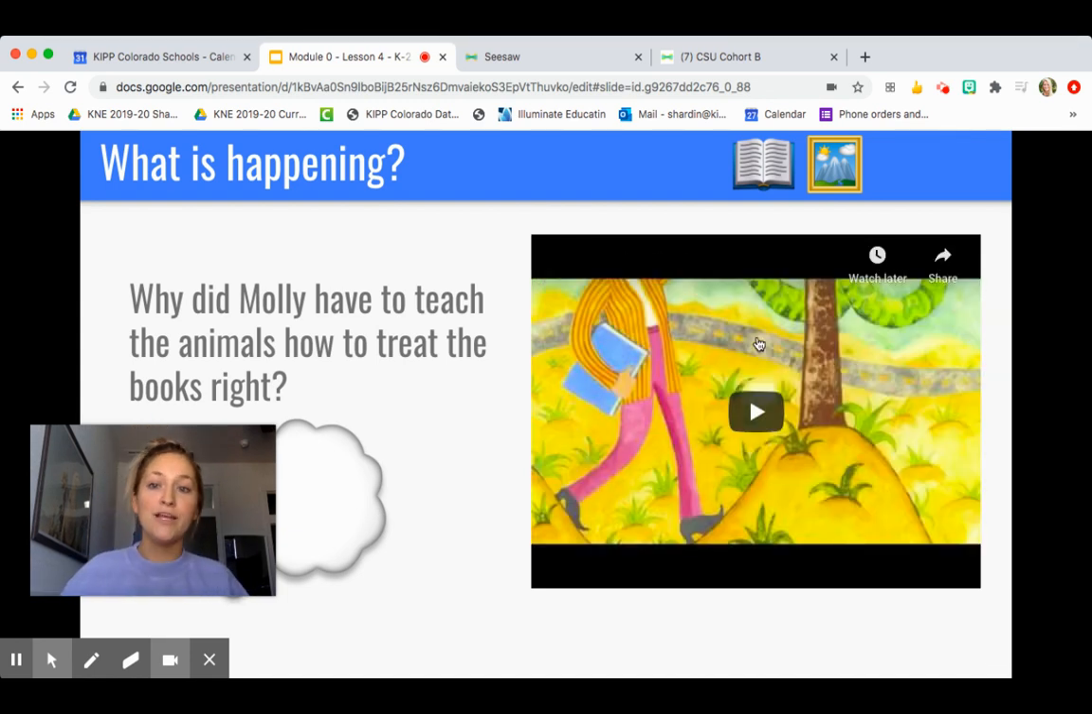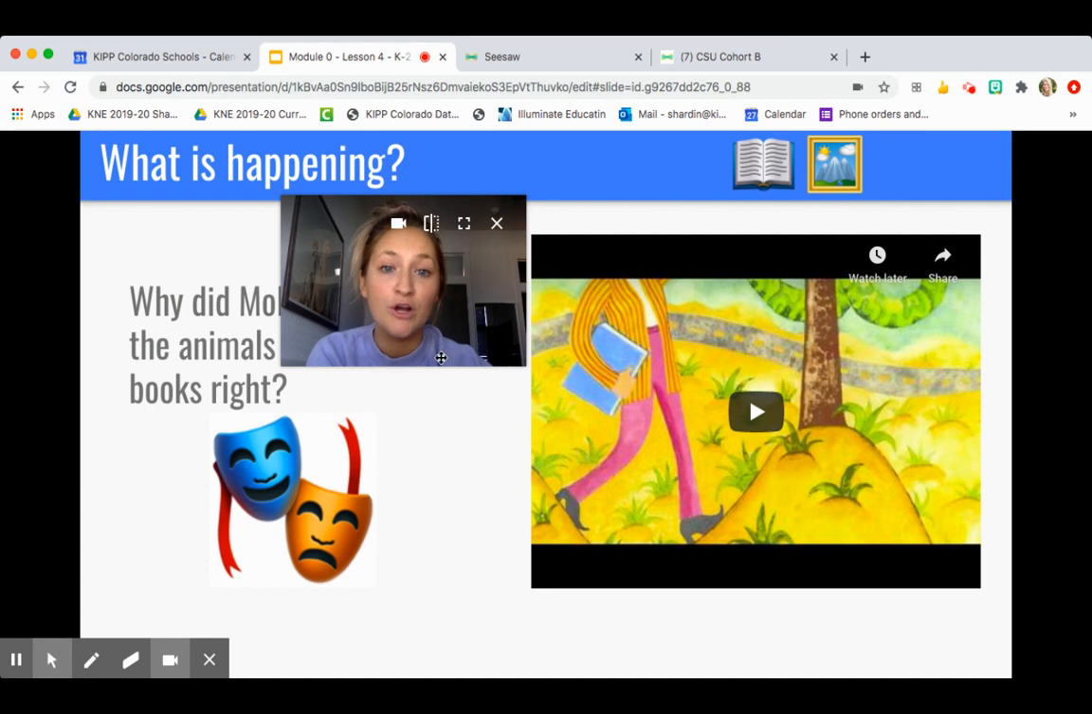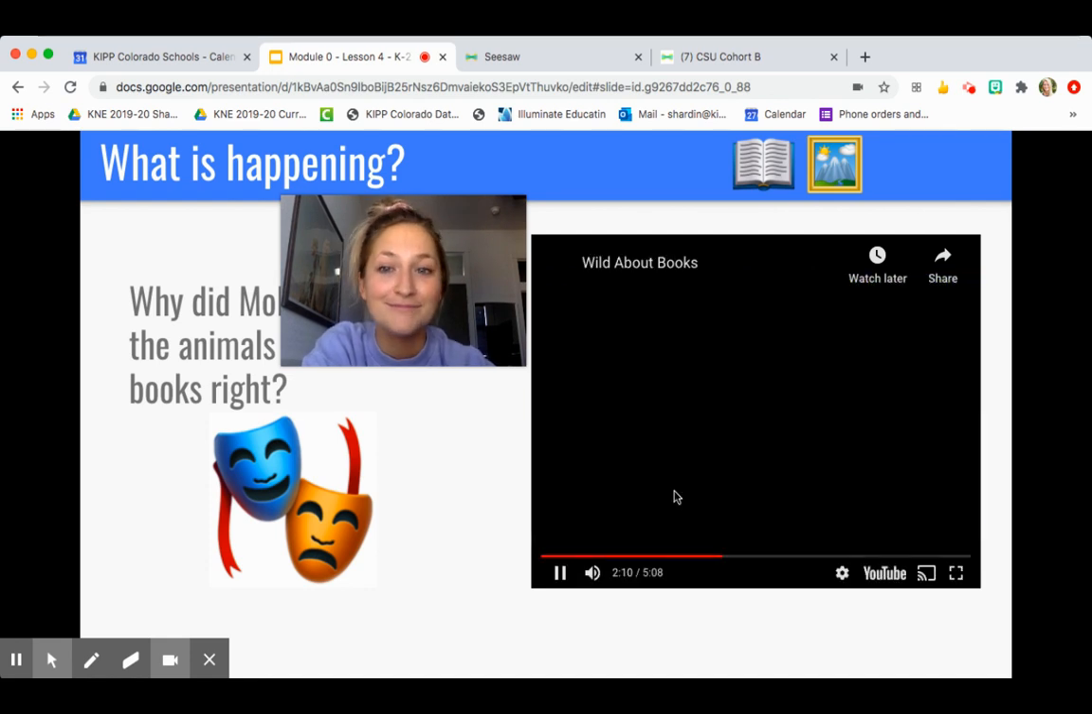What were the animals doing? Or why did Molly have to teach the animals how to treat the books right? Now that you've seen how the animals were treating the books, you're going to act out what some of the animals were doing to the books that made Molly have to teach them how to treat the books with care. I'm going to play this clip for you one more time. When you see the animals treating the books without care, I want you to act out what one set of the animals are doing. We heard about a lot of different animals and how they were treating the books. Your job is to act out what one group of animals was doing with the books while the clip plays, and I cannot wait to see those tableaus.